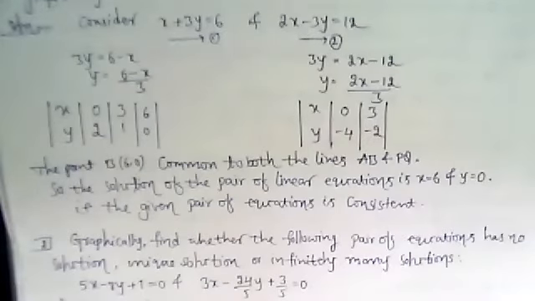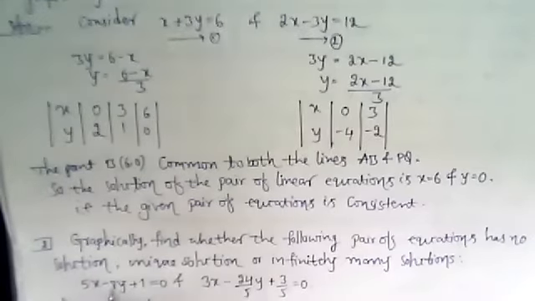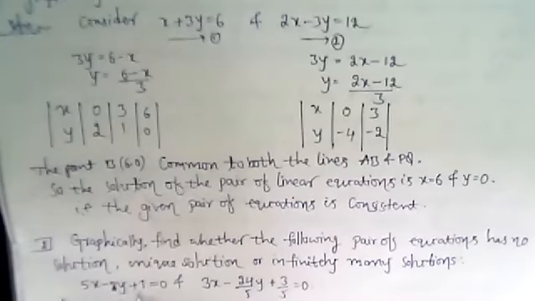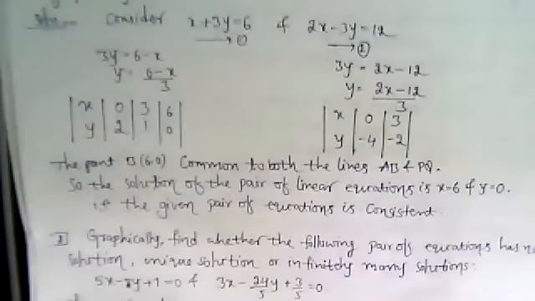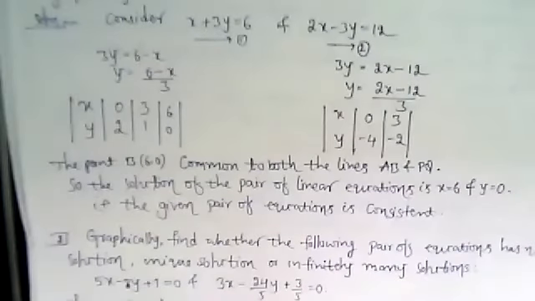Just write the equations: 5x minus 8y plus 1 is equal to 0, and 3x minus 24 by 5 y plus 3 by 5 is equal to 0.